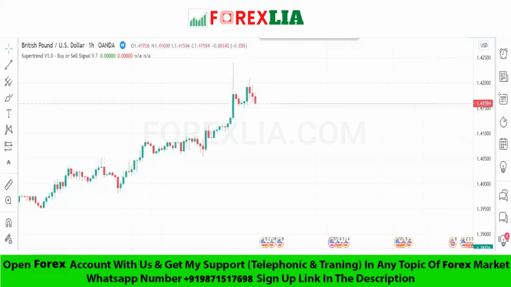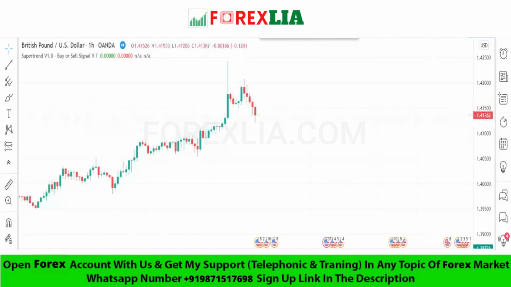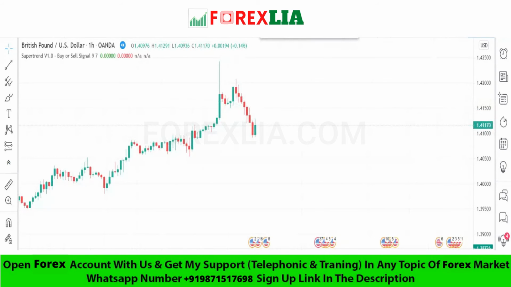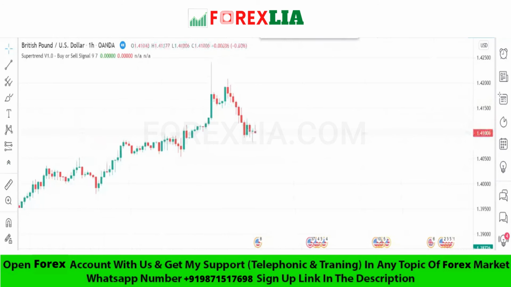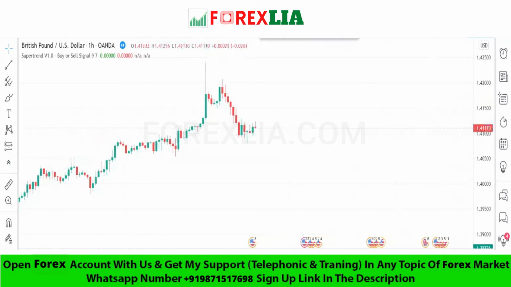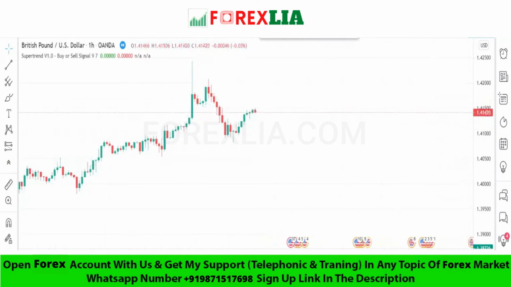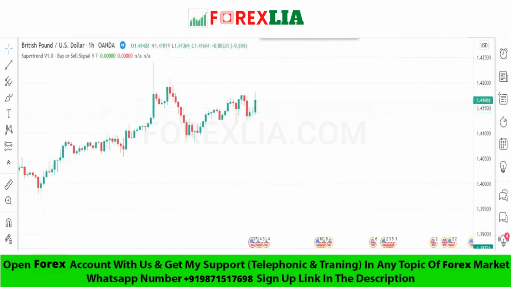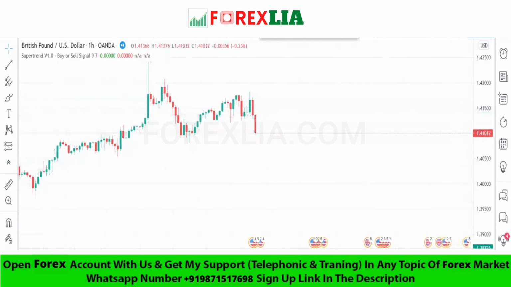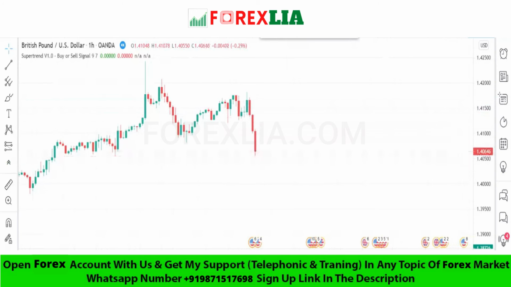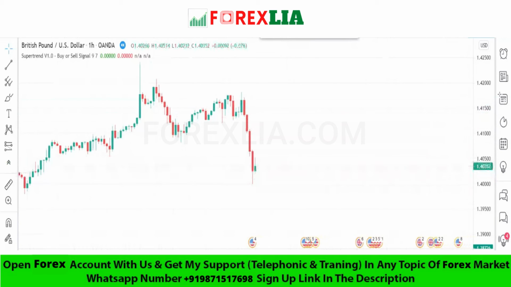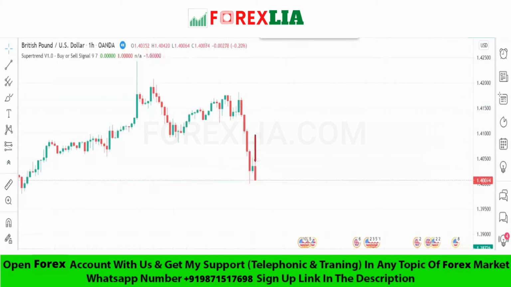Supertrend V1.0 indicator. Signal red arrow, it means market going downward. Then we take a sell trade. Here is the sell signal confirmation. We place the sell trade here.